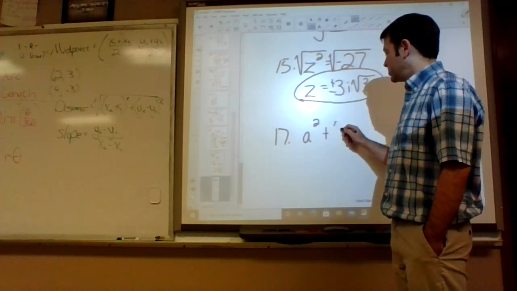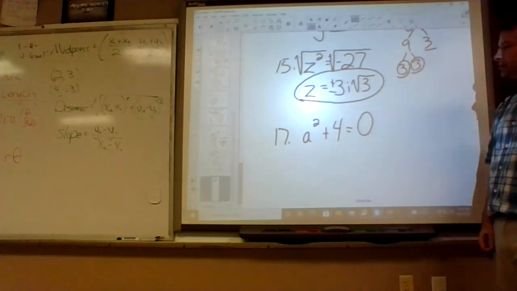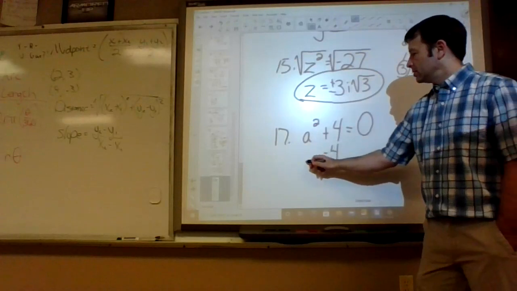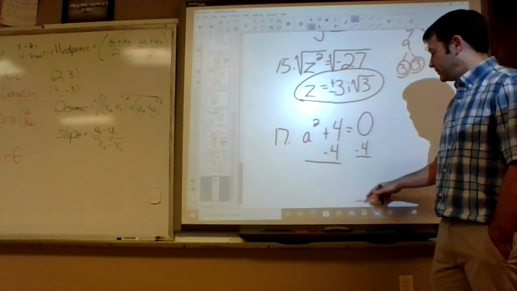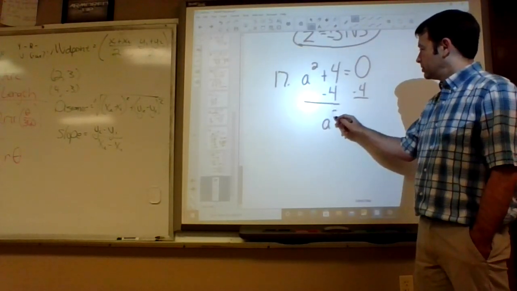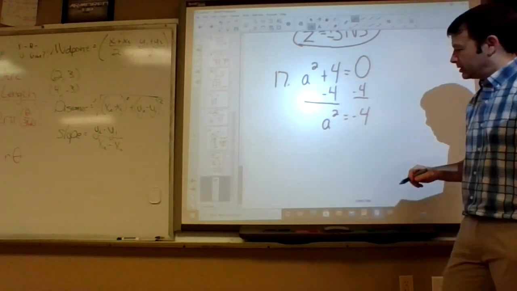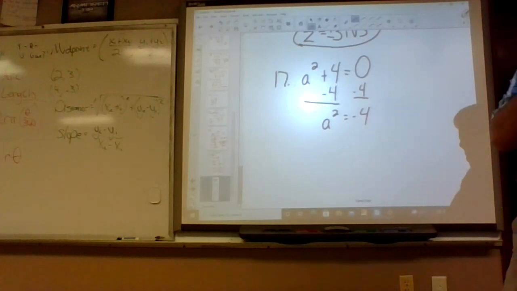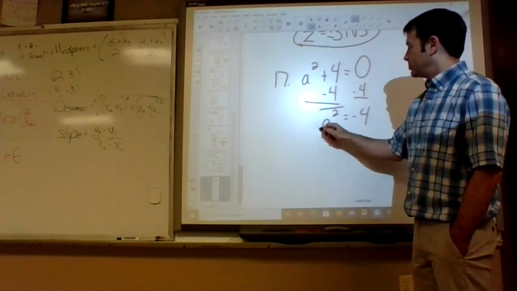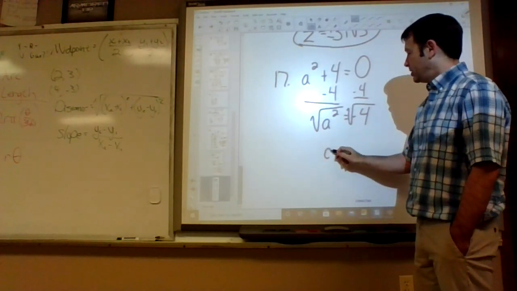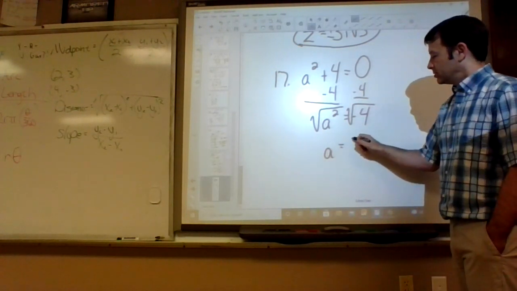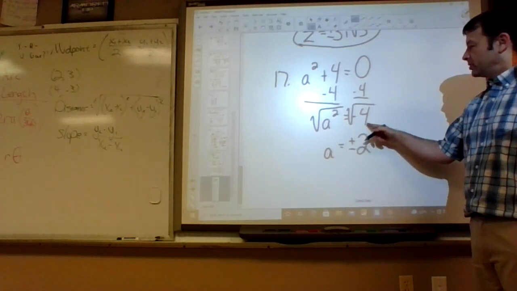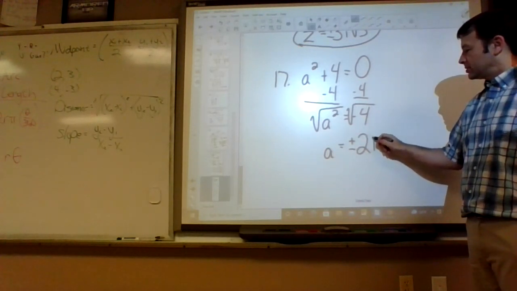Okay, this one has a plus 4 on the left side. So what do I need to do? Subtract 4 to get a squared by itself. A squared equals negative 4. So if I take the square root, I get a equals plus or minus square root of 4 is 2, so it's 2i.